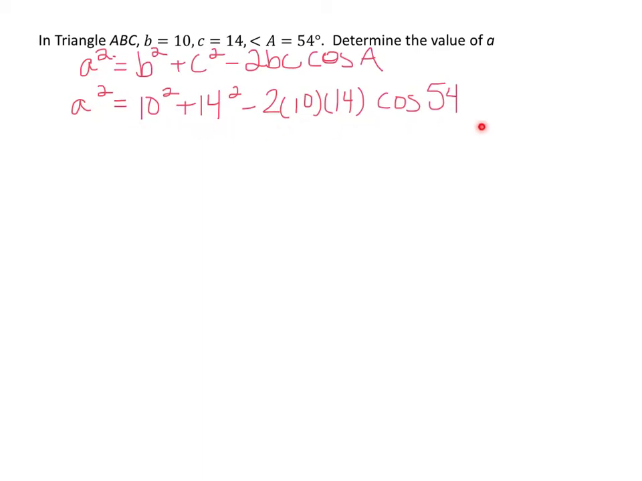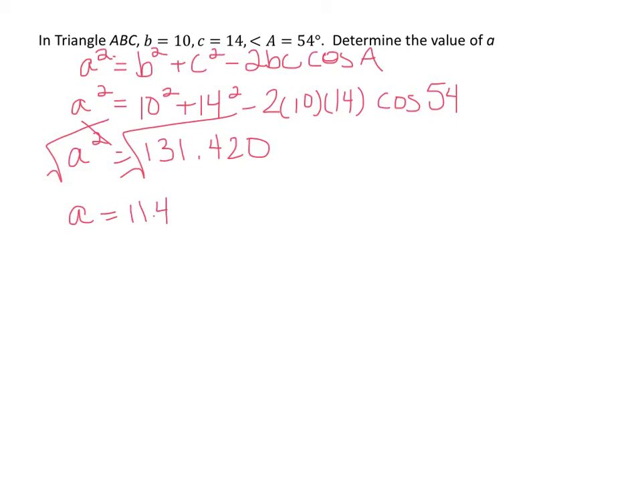This entire thing can go into your calculator. Just make sure that you're using parentheses appropriately. You'll get that a squared is equal to 131.420. Then remember you have to take the square root of both sides because we're looking for a. And you'll get that a is 11.464.